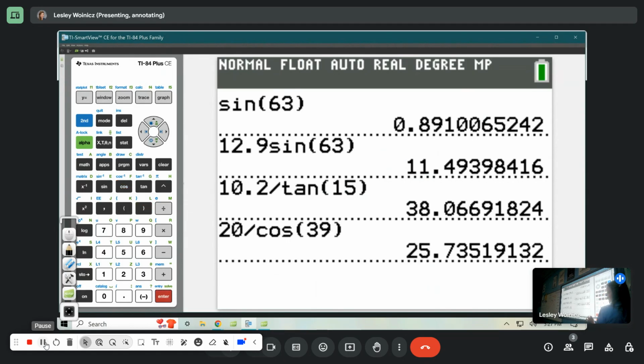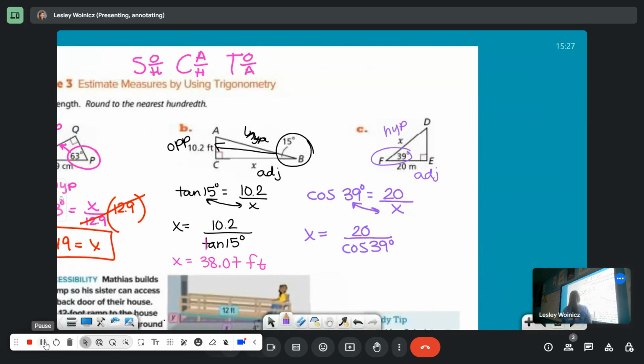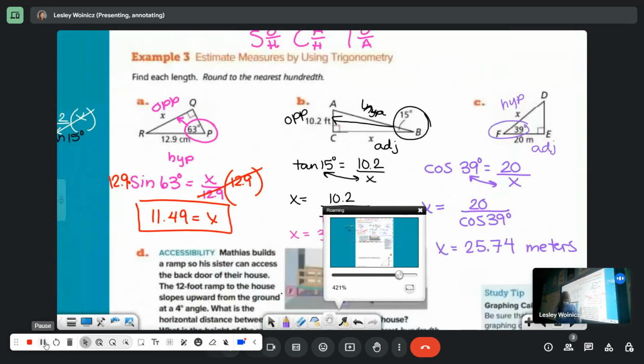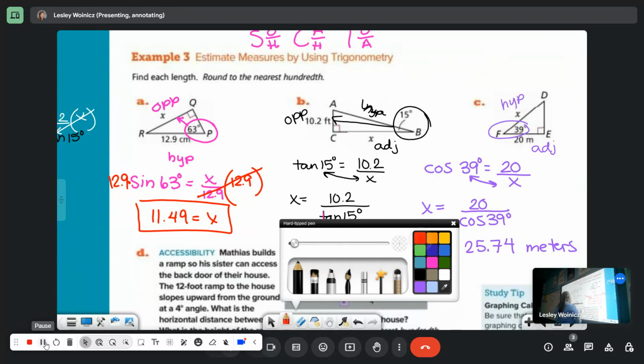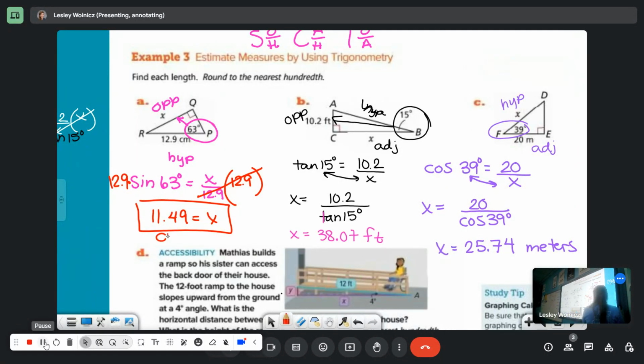All right, 25.74? Is that what you guys said? Okay. 25.74. And these are meters. Did we have units on the first one and I skipped it? Centimeters. Busted. Sorry. All right.